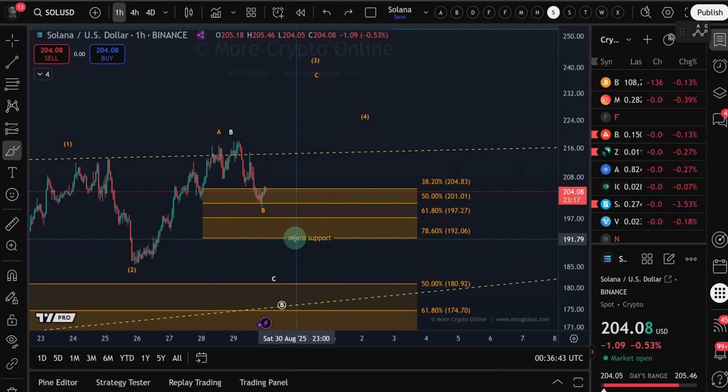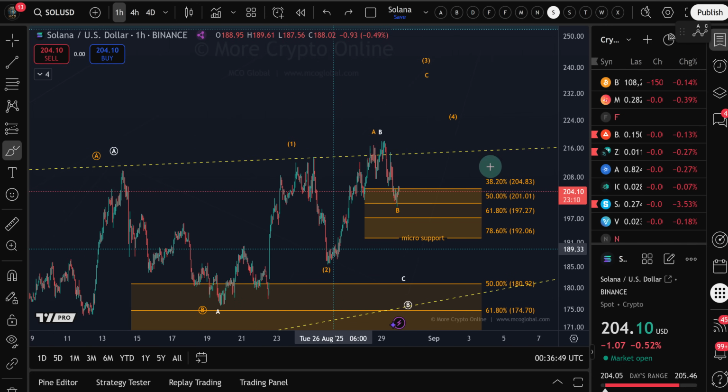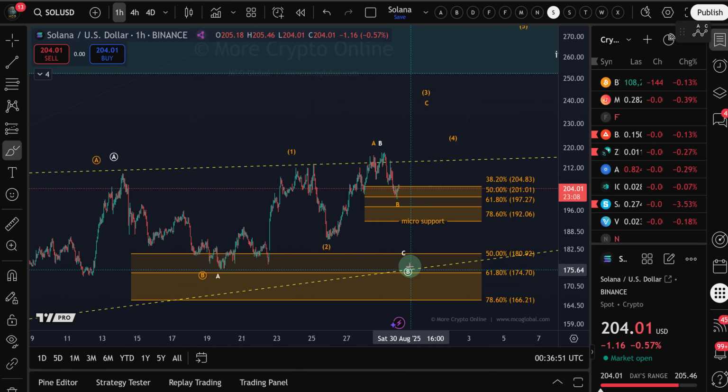And any break below $192, well, that would confirm further that we're likely in this white scenario, which means the B wave is still unfolding. It never bottomed, yeah? This 19th of August low or 20th of August low was not the low of the B wave. That would only become clear if we get a break below $192.